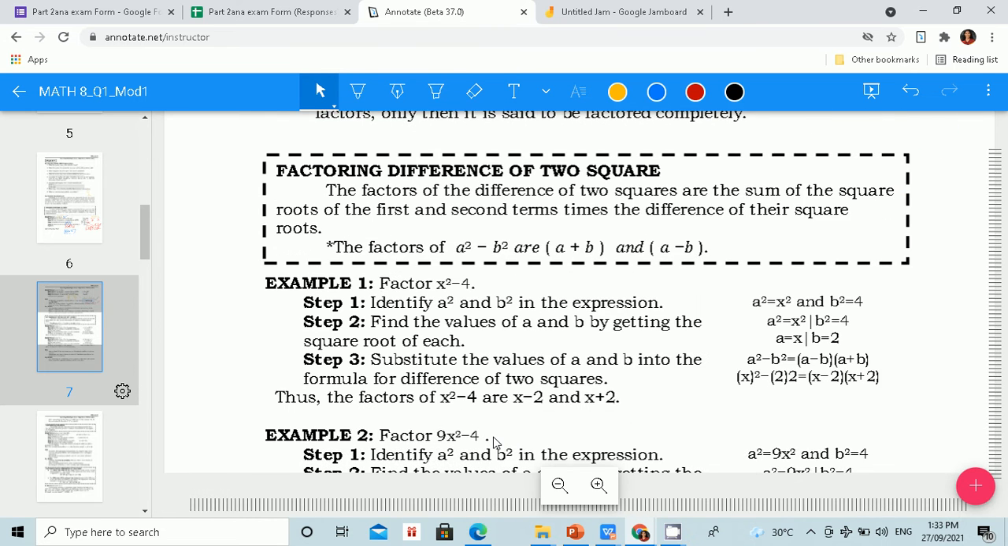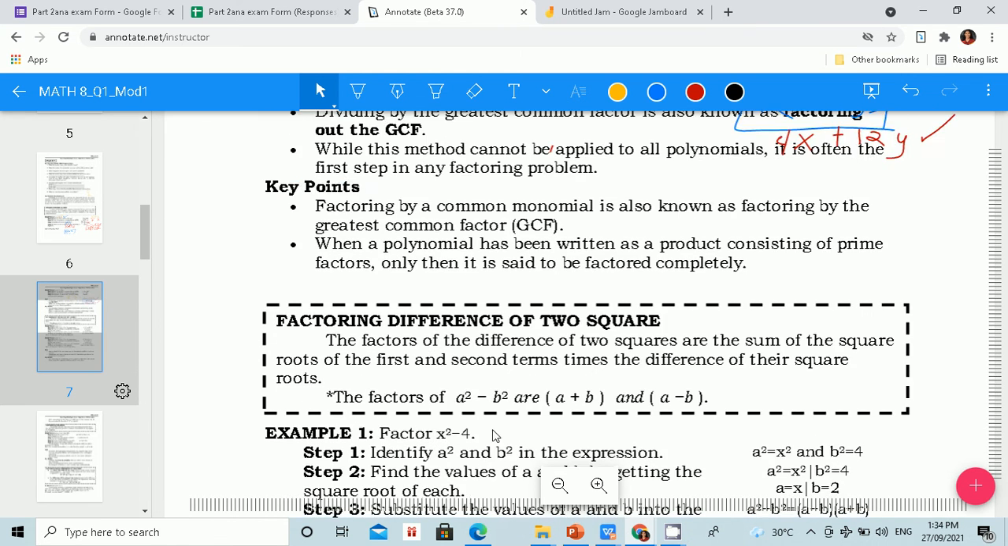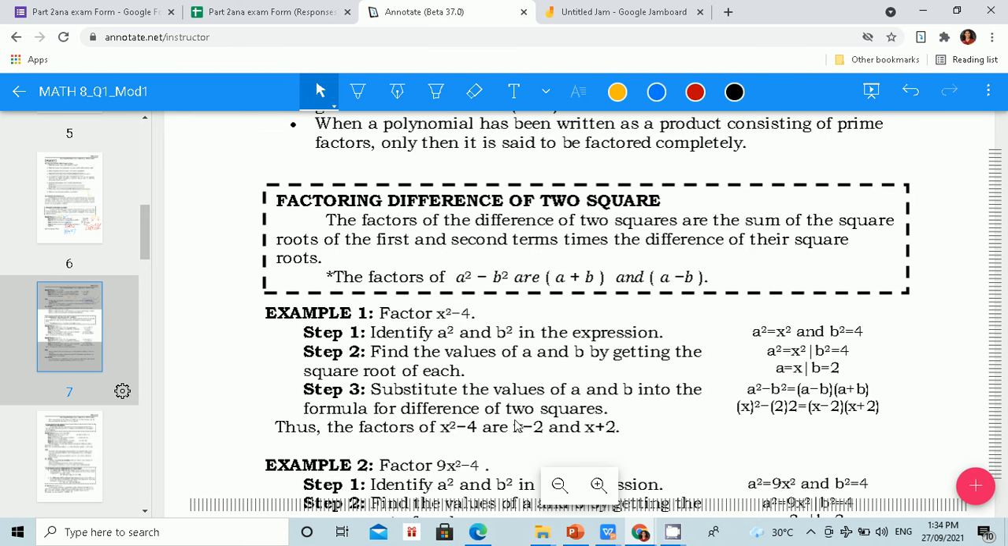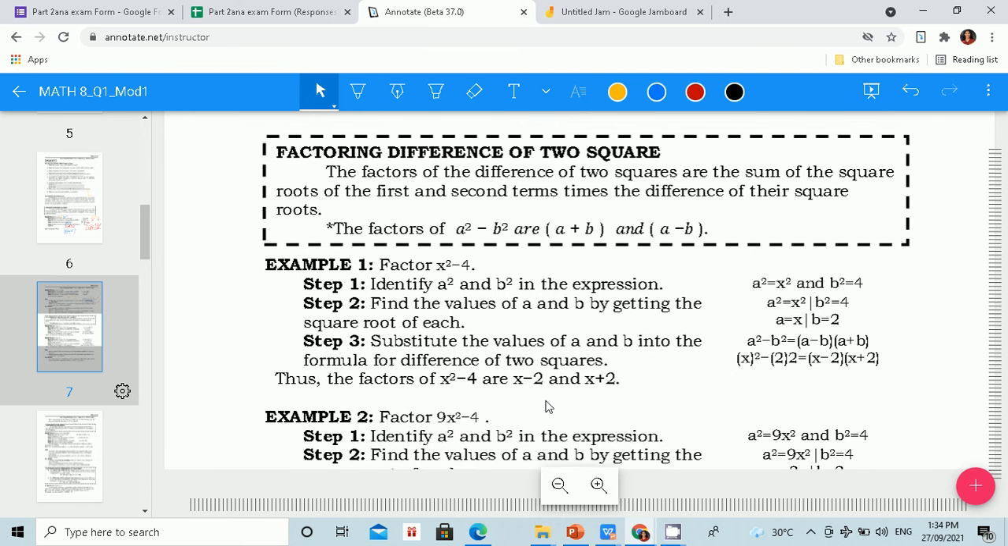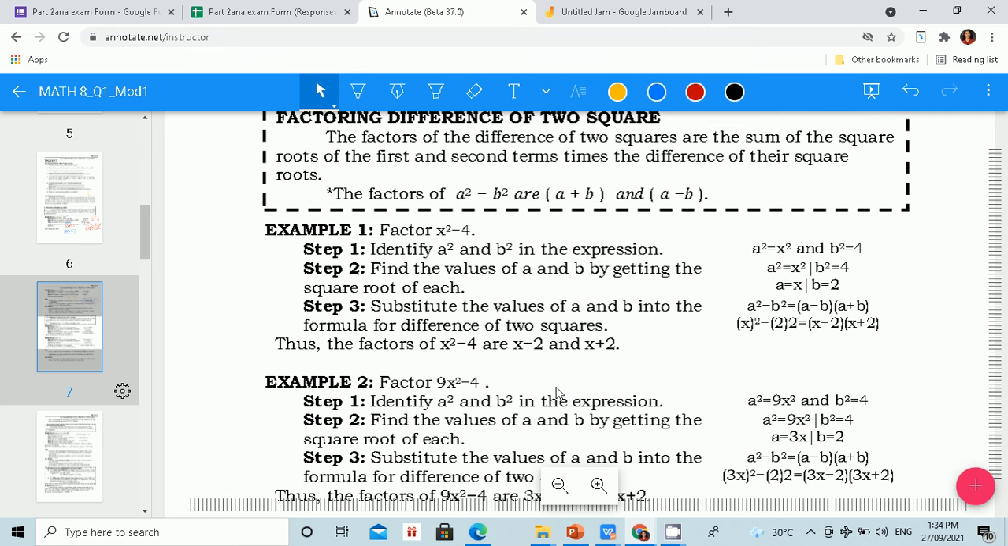Now, factor the difference of two squares. Last time we had the monomial, and this time we have the difference of two squares. The factors of a squared minus b squared are, class, you have to remember this one: when we have the form a squared minus b squared, we can factor it into a plus b and a minus b. You don't write the 'and' anymore.